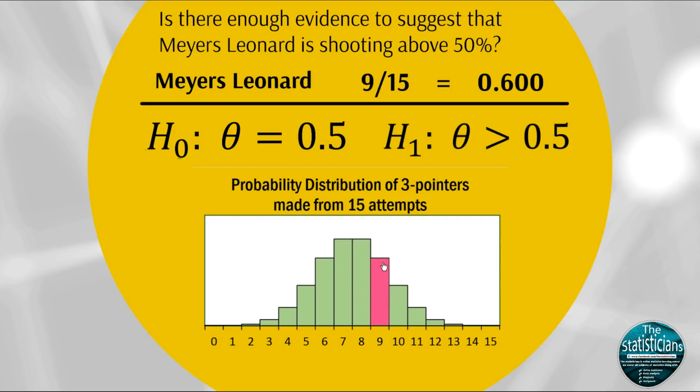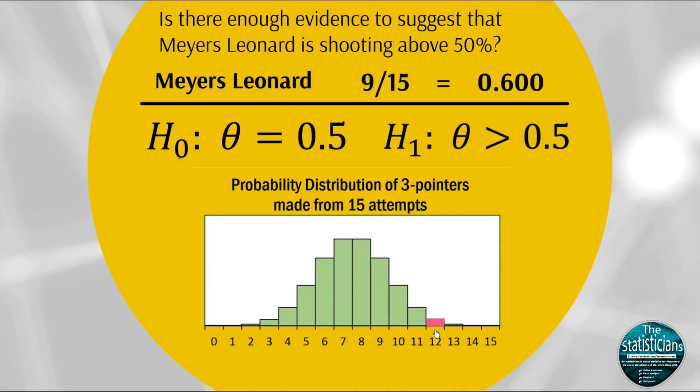It's not beyond the realm of possibility that he could be a 50% 3-point shooter and just happen to do a little bit better in his first 15 shots than expected. Now, if I was to ask you how much doubt this sample is casting on our null hypothesis, in this case you'd say, well, not very much.